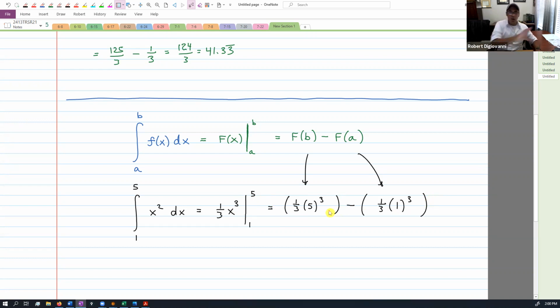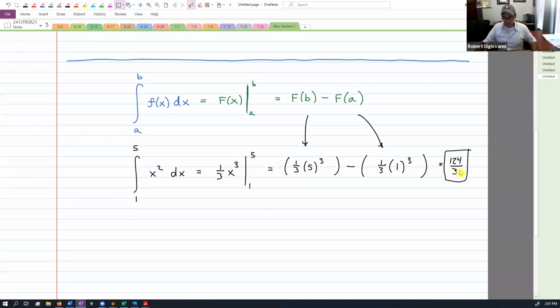Do you see how this just all flows real nice in one line instead of a bunch of scattered work? That's the whole point of this notation. Start with what you're trying to do. Here's the antiderivative, the evaluation bar just to keep track of what we're going to plug in. And then plug in the 5, boom, subtract, plug in the 1, boom. And now just get your answer. 124/3. Okay, yeah?